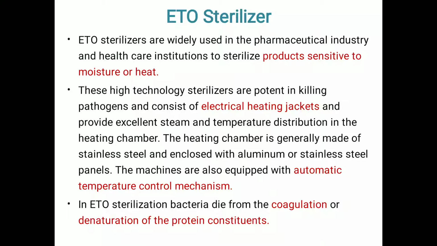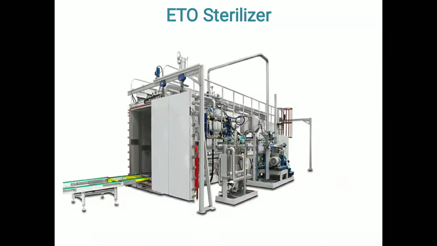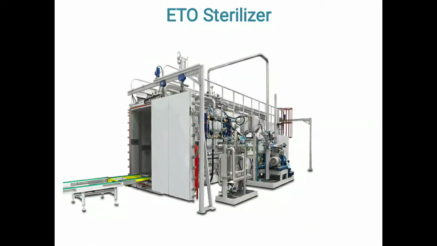These high technology sterilizers are potent in killing pathogens and consist of electrical heating jackets and provide excellent steam and temperature distribution in the heating chamber. The heating chamber is generally made up of stainless steel and enclosed with aluminum or stainless steel panels. The machines are also equipped with an automatic temperature control mechanism. Here in the figure you can see the larger equipment. The machinery is very complicated.